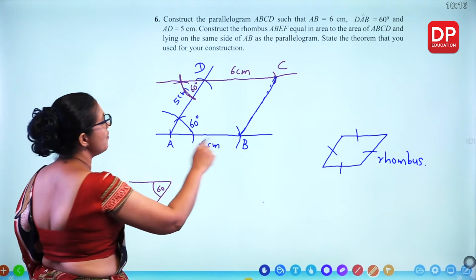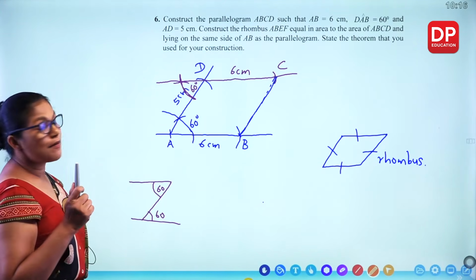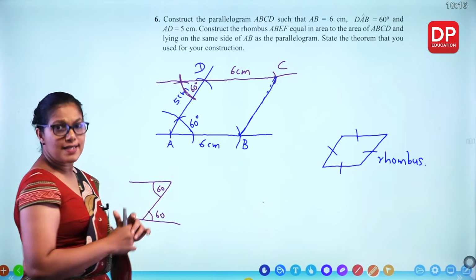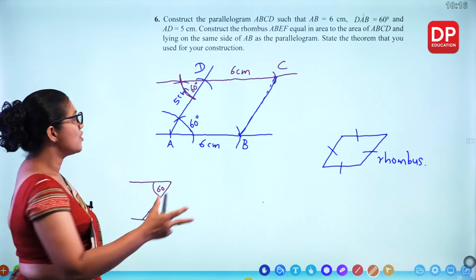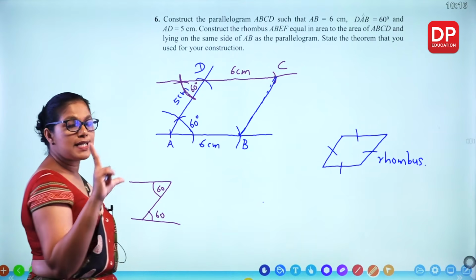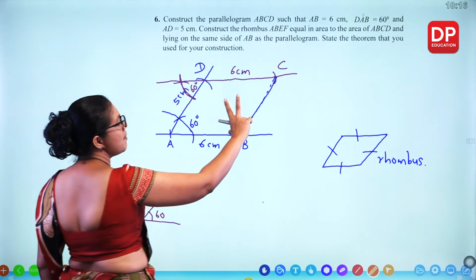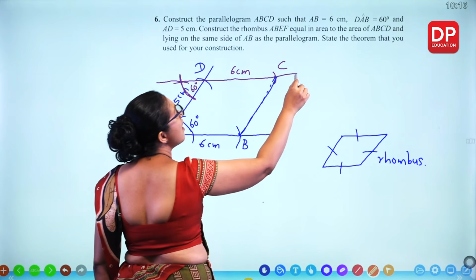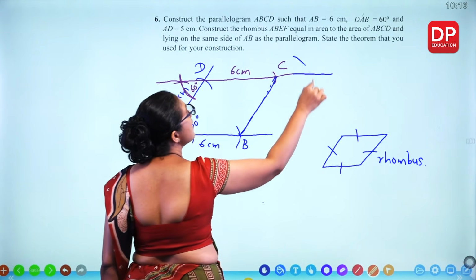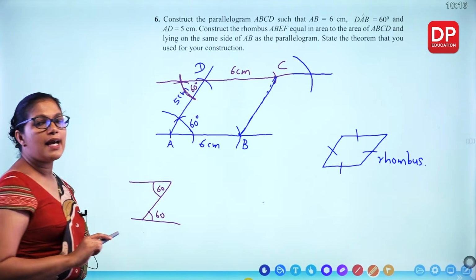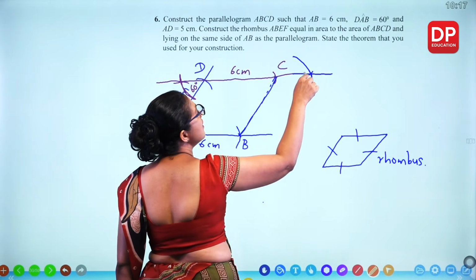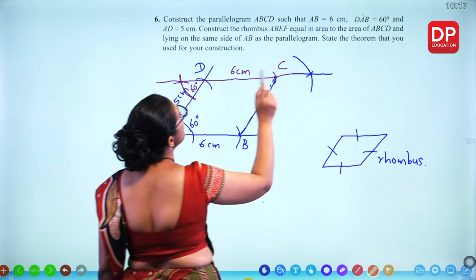Now we know ABEF is a rhombus. All sides are equal and one side is given as 6 centimeters. So we can take a 6 centimeter length, keep the compass here and mark an arc so that it will cut the DC line. When you take the arc, here you get the point.